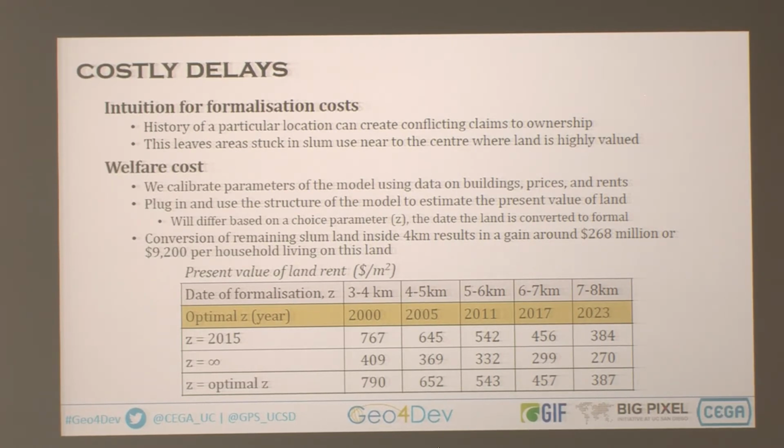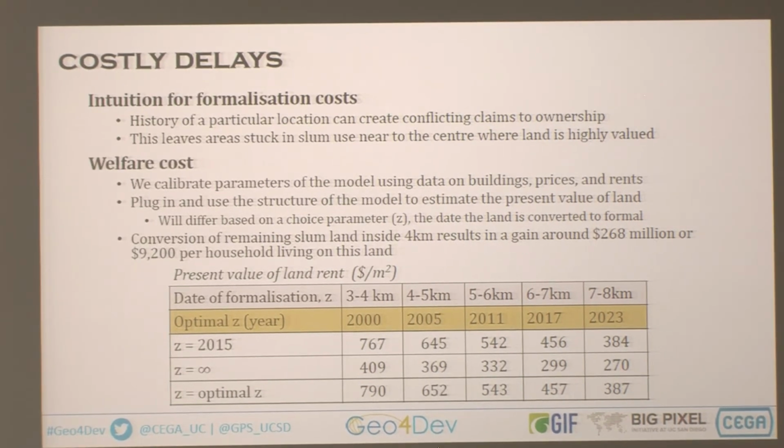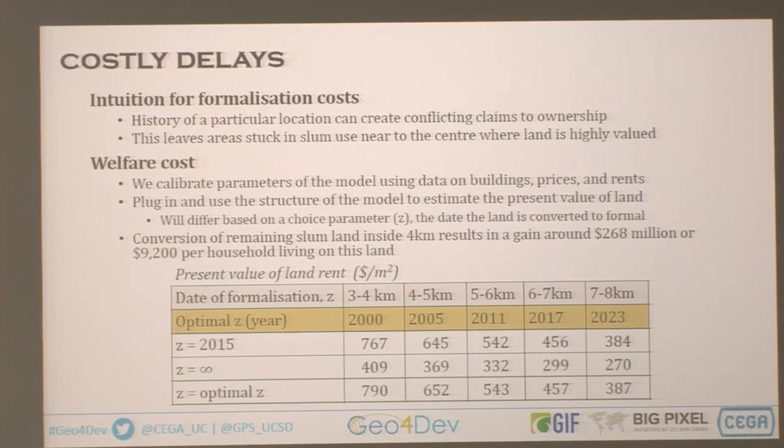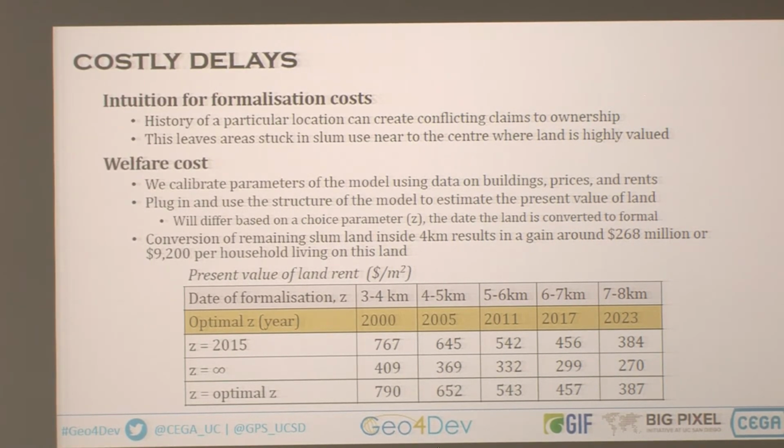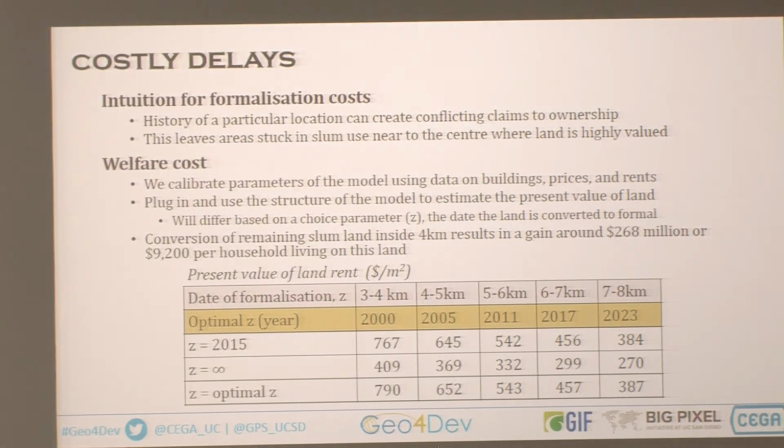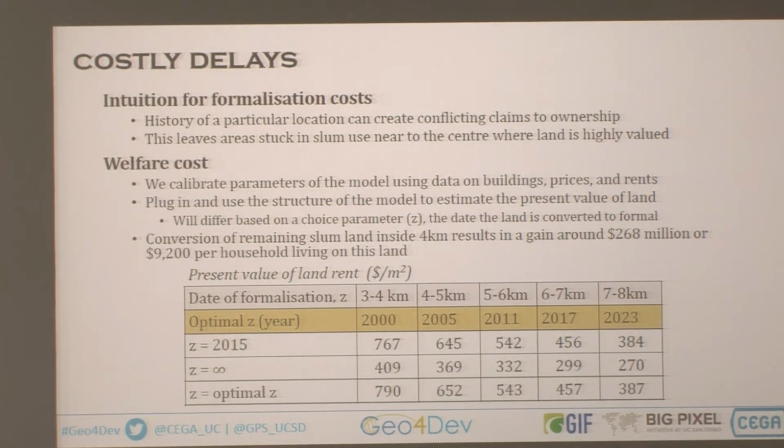So just to give a bit more intuition on these formalization costs that we're thinking about, we think that each piece of land in a city can have a different history of conflicting claims to ownership on that land. And whether or not these conflicting claims can be big issues or small issues can lead to either longer or shorter delays in the amount of time that this land is in slum use. And so we want to get an estimate of the cost of this delay.